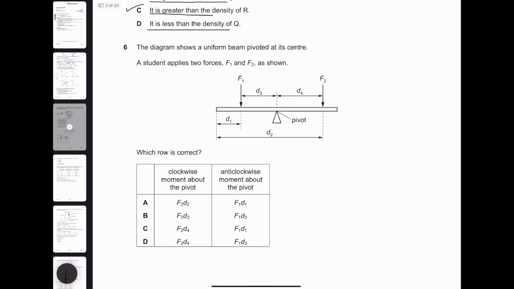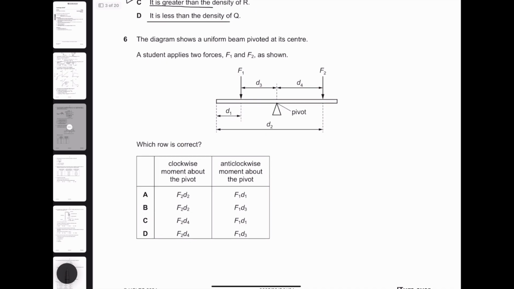All right. Now, question number 6. The diagram shows a uniform beam pivoted at its center. A student applies two forces F1, F2. Now, they're just trying to complicate this question for you by giving a lot of distances. What you should do is just remember what you have studied.